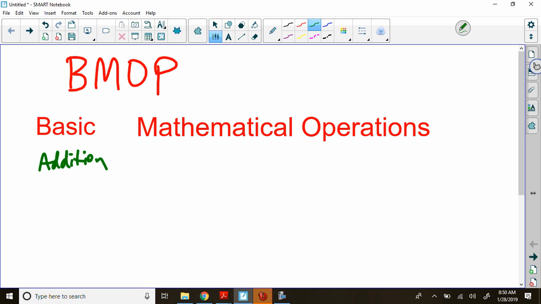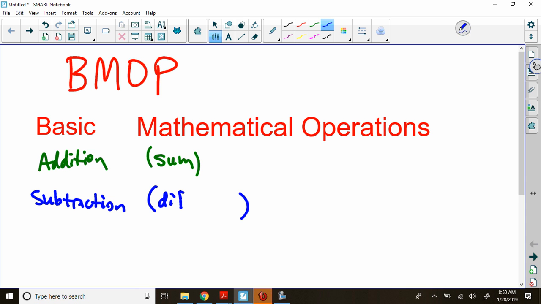One thing to keep in mind with addition, there's a word associated with it. When you add two things, you find the sum of them. So anytime you hear the word addition, you're finding the sum. Similarly, subtraction. When you subtract one thing from another, you're finding their difference.